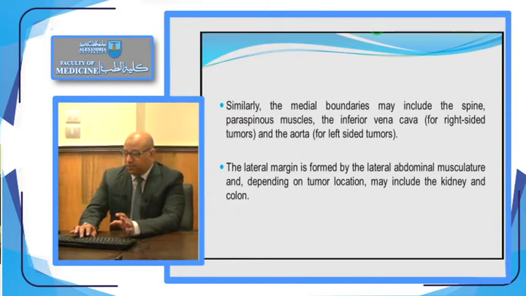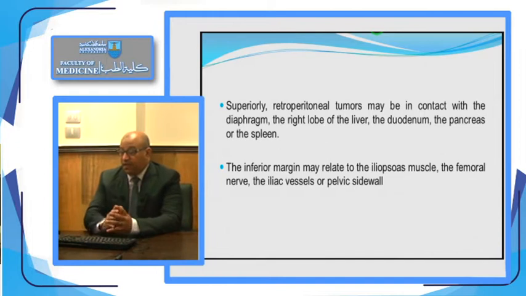The lateral margin is formed by the lateral abdominal musculature, and depending on the tumor location, it may include the kidneys and the colon. Superiorly, retroperitoneal tumors may be in contact with the diaphragm, the right lobe of the liver, the duodenum, the pancreas, or the spleen. The inferior margin may relate to the iliopsoas muscle, the femoral nerve, the iliac vessels, or the pelvic side wall.